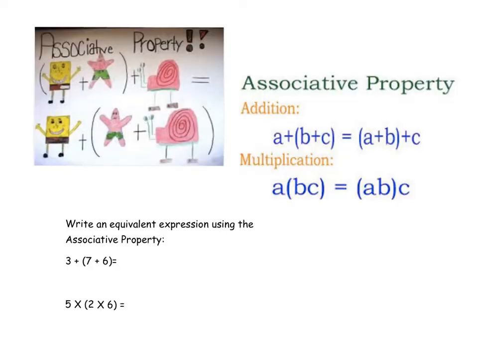All right, next property, the associative property. The associative property also only works with addition or multiplication, not subtraction, unless you change it to addition by adding the opposite, or division, unless you change it to multiplication using the multiplicative inverse.